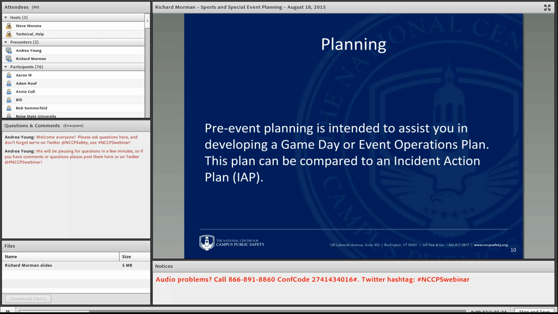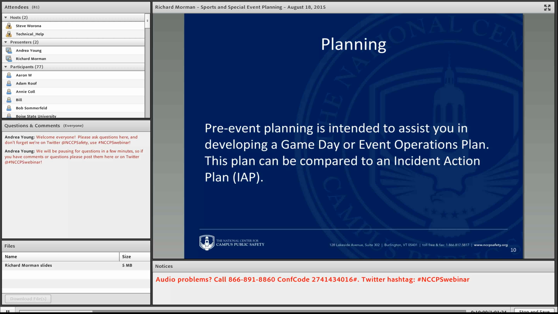They're very similar. The real difference is that the game day operations plan, I've also heard it called event operations plan. If you go around different parts of the country, they call it different things, but it's your game day or event operations plan, and that's really developed prior to your event to help you manage your event. And that incident action plan is actually developed at the beginning of an incident to help you manage that incident, but they are very similar.